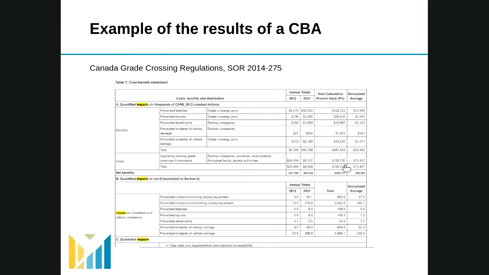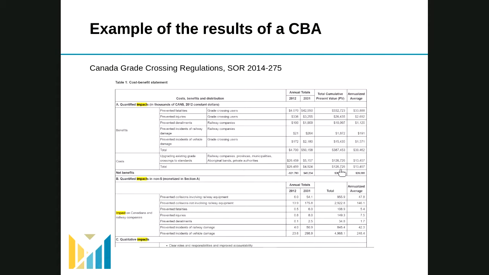This was actually really important at the time, because when this regulation was put forward by the government, it was during a conservative government in Canada, and this was a government that was very hesitant to put more costs on businesses, including railways. So the government really had to demonstrate to Parliament and really to its voters and citizens that the benefits outweighed the costs of this regulation. And we actually see that in this case, they expect that there's about three times as much benefits as costs.